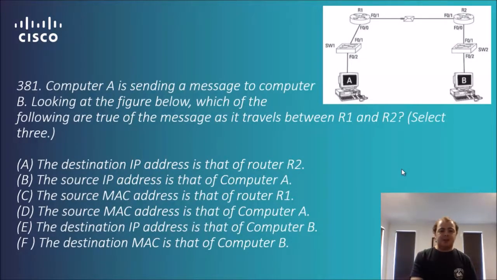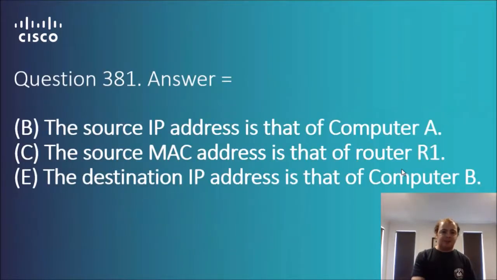381, computer A is sending a message to computer B. Again, looking at the figure below, which of the following are true of the message as it travels between router 1 and router 2? Select 3. So we've got: IP address is out of router 2, source IP address out of computer A, the source MAC address is out of router 1, source MAC address is out of computer A, and the destination IP address is out of computer B. The destination MAC is that of computer B. So once again, I'll go to the next slide, so feel free to pause. The answer is B, C, E, so those are the three there.